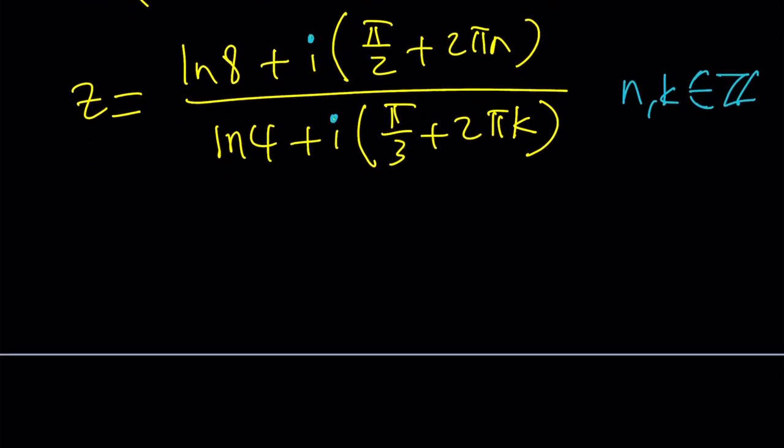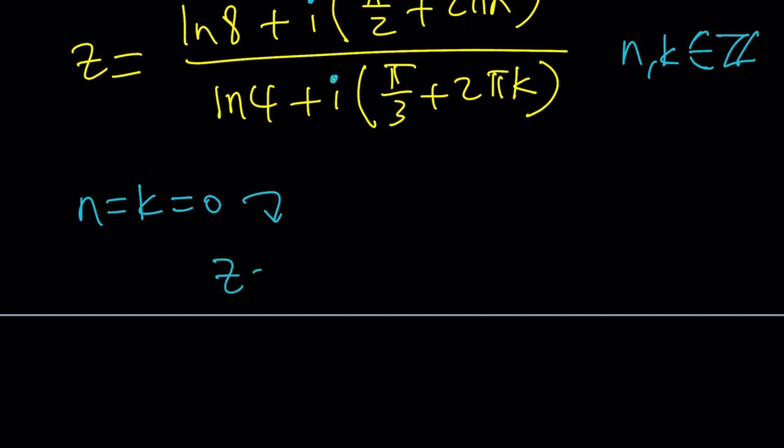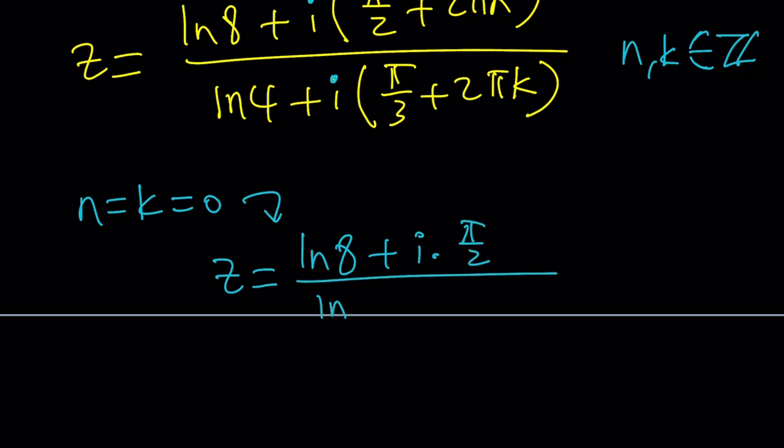Okay, here's the thing. I can go ahead and look at some very special values, like how about n equals k equals 0? That would give us the principal values, would it? Okay, now when n and k are both 0, we get the following. z equals ln 8 plus i times pi over 2, divided by ln 4 plus i times pi over 3.